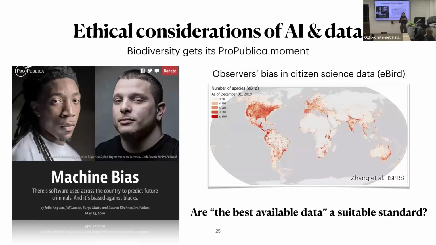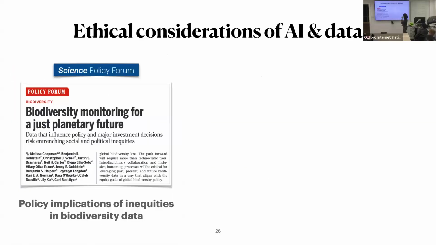But because we're also at this moment where we have all this international attention being paid to biodiversity conservation, there's all these resources and attention being driven towards where we should allocate money, what types of actions and interventions we should be taking. And those decisions are really driven by the data, which is highly biased.